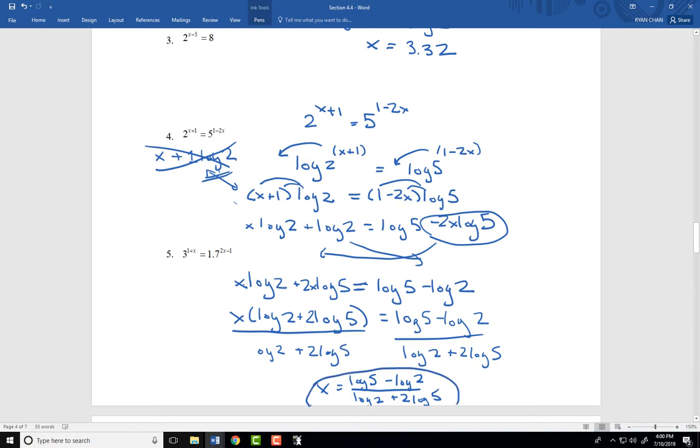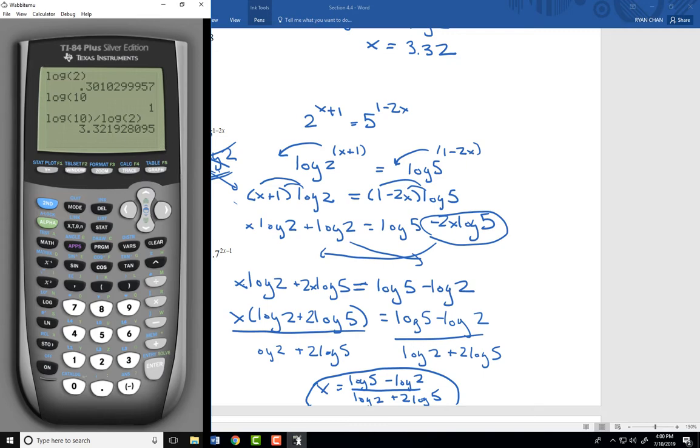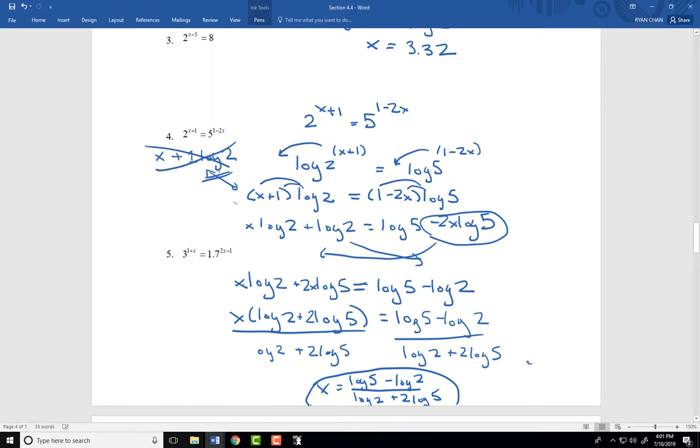If they want an approximate, you'll throw this in your calculator. Be really careful though when you do this. Put the top in parentheses. So you do parentheses log of 5 minus log of 2 divided by parentheses log of 2 plus 2 log of 5. And you'll get the following here. You have 0.234, okay? So your approximate is 0.234.